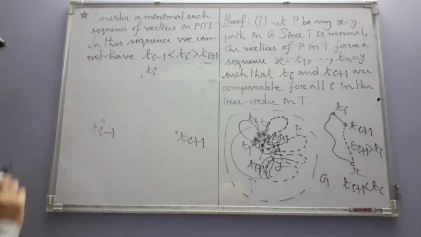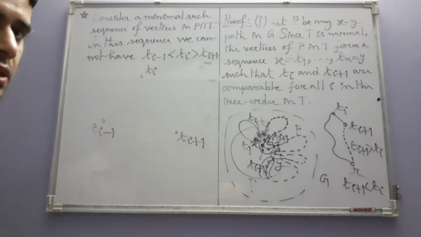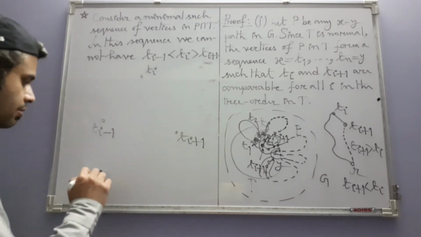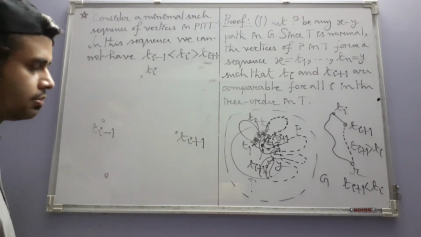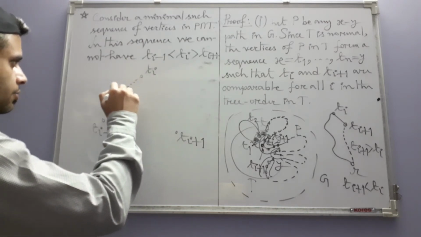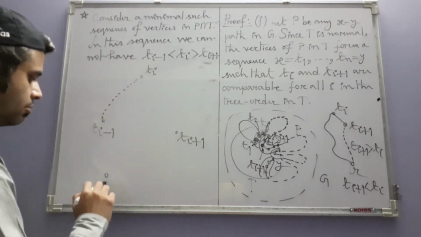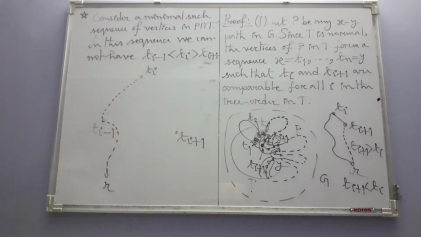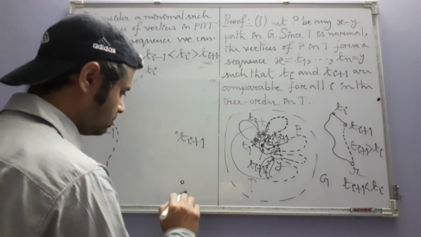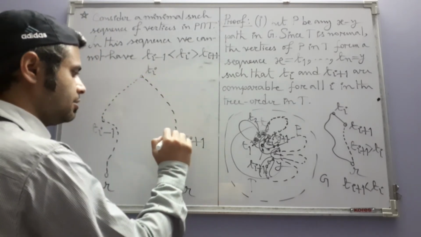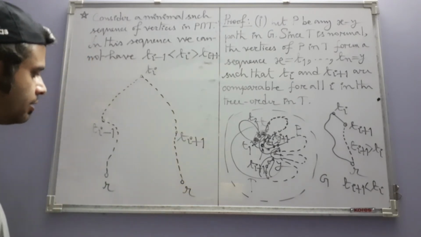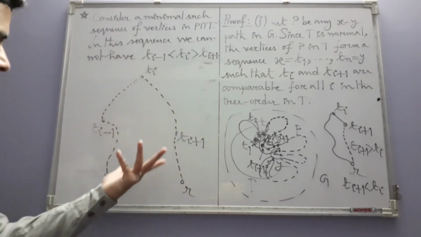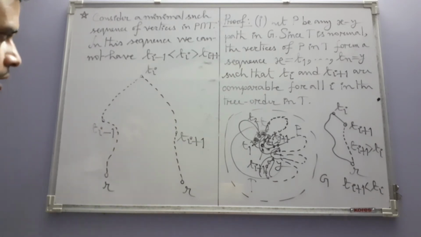Ti minus 1 being less than Ti, what does this mean actually? It means that the unique path in the tree that joins the root R and Ti contains Ti minus 1. Okay, Ti minus 1 is a vertex in that path. Similarly, we will have this also, and to show that Ti minus 1 is less than Ti, we have drawn the vertices in this manner.